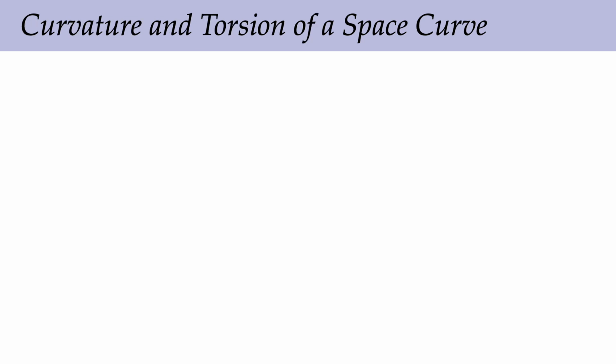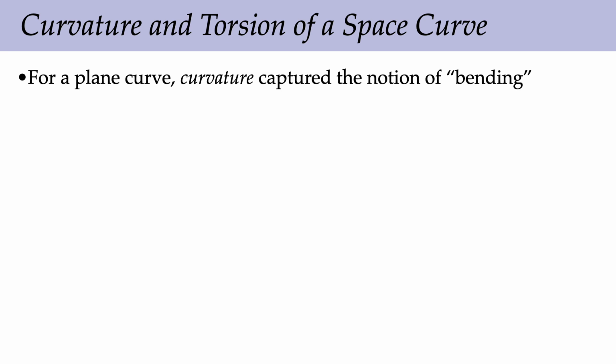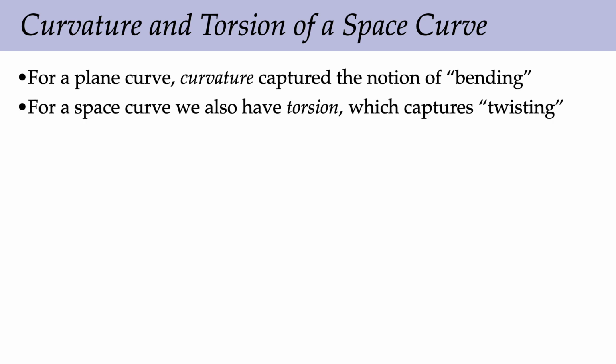For plane curves, we said that curvature was a fundamental quantity. What about space curves? For plane curves, curvature captured the notion of how quickly the curve is bending. For a space curve, we also have a quantity called torsion, which captures how quickly the curve is twisting. Okay, this can take a moment to get your head around. What does it mean, bending versus twisting? So the intuition is that torsion is kind of out-of-plane bending.